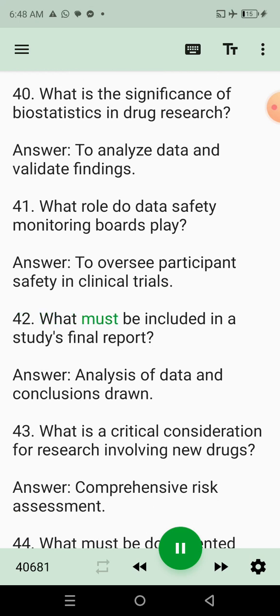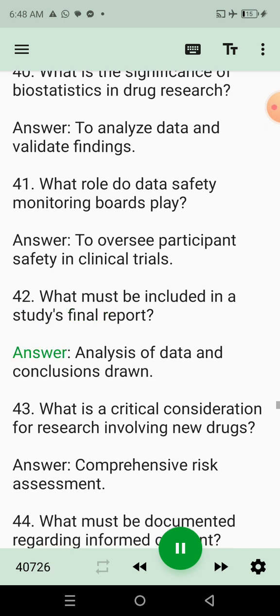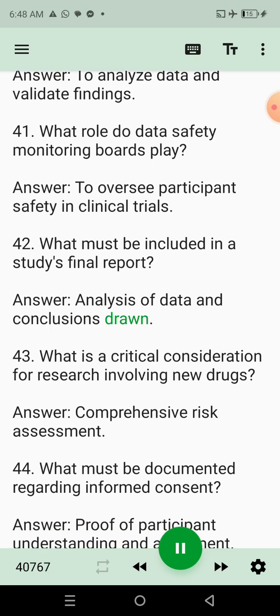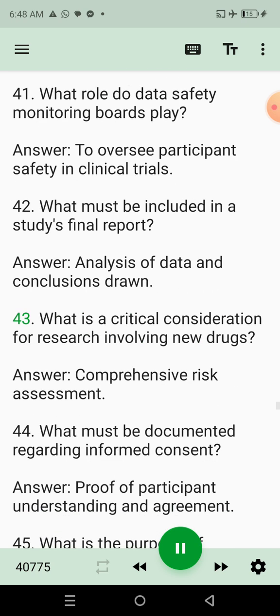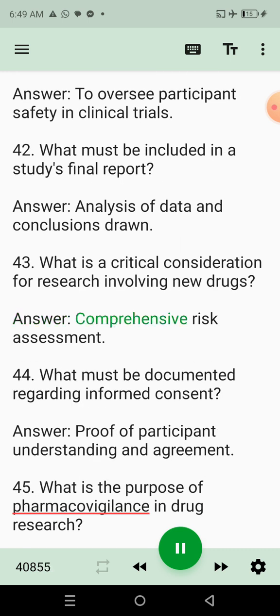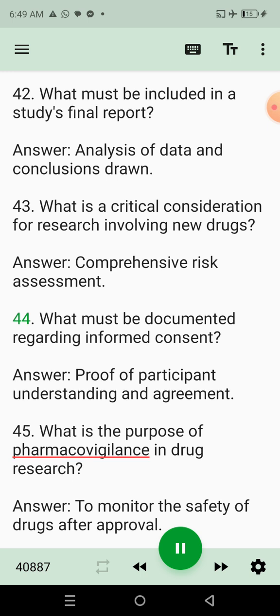42. What must be included in a study's final report? Answer: analysis of data and conclusions drawn. 43. What is a critical consideration for research involving new drugs? Answer: comprehensive risk assessment.